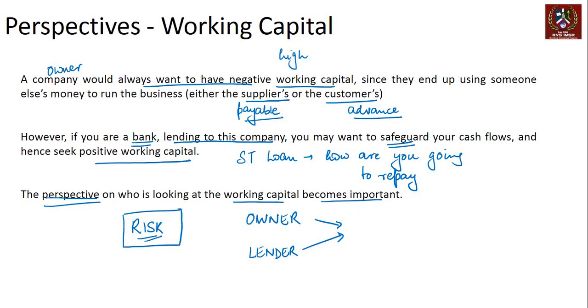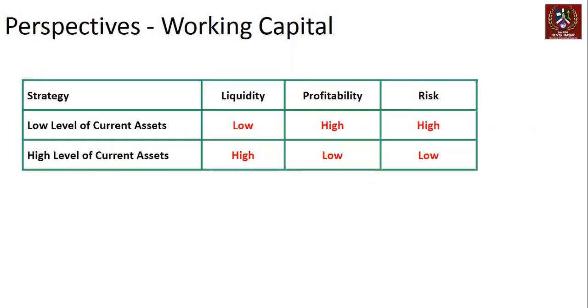Now, let us also understand that even if you're looking at it from the perspective of the owner, there is a finite amount of risk involved in deciding to have negative working capital. Let's understand this. Now, we say negative working capital is going to be similar to a low level of current assets. So this is essentially what we are saying as negative working capital. A high level of current assets, on the other hand, is essentially going to be something like positive working capital.